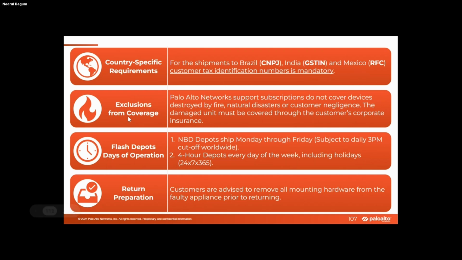So, exclusion from coverage. Palo Alto Networks support subscriptions do not cover devices destroyed by fire, natural disasters, or customer negligence. So the damaged unit must be covered through the customer's corporate insurance. Even stolen devices are not covered by us, so you need to have corporate insurance for that as well.